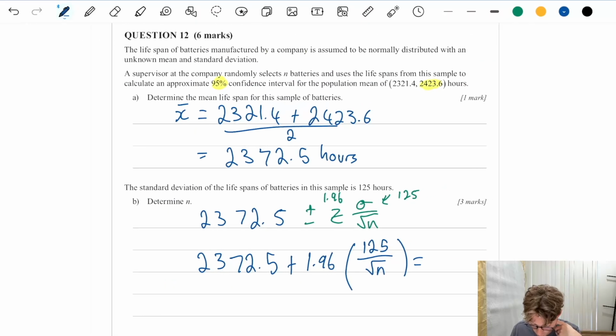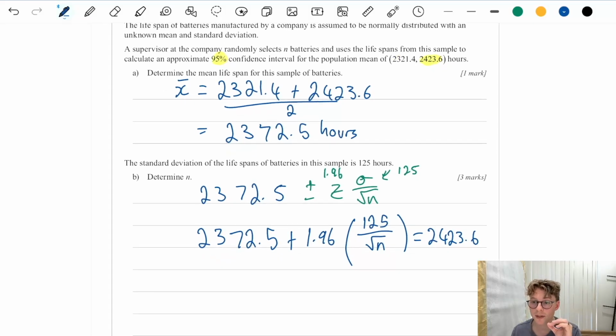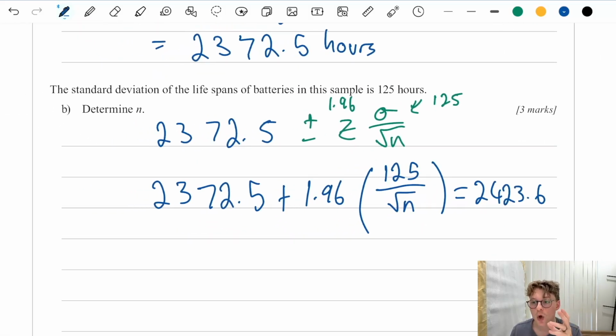All of that is going to equal my upper bound, which is 2,423.6. Now, I'll zoom down a little bit so you guys can see that. This is what I have here in terms of my answer. I can do a bunch of rearranging and solving, but it's going to take a ton of time, and it's not worth it.